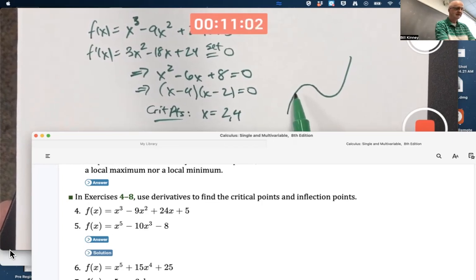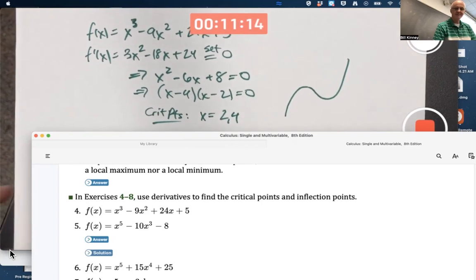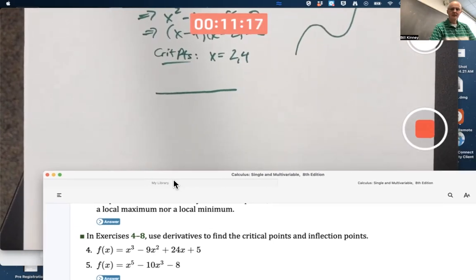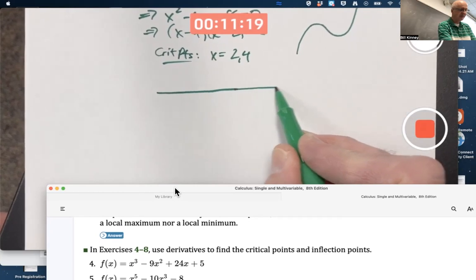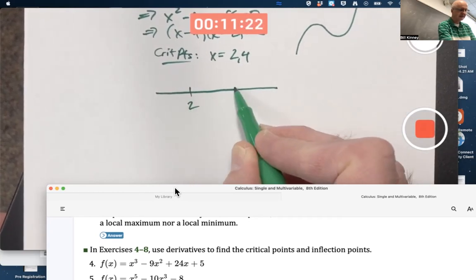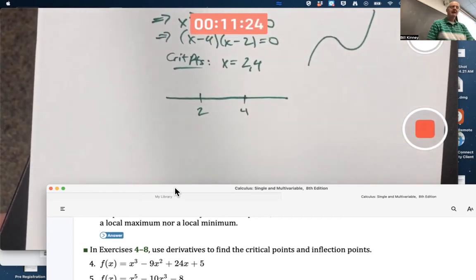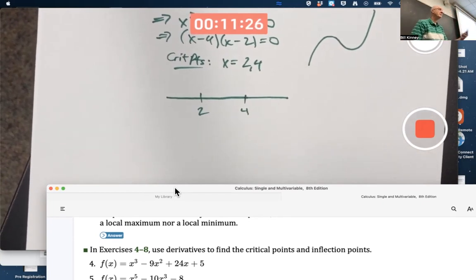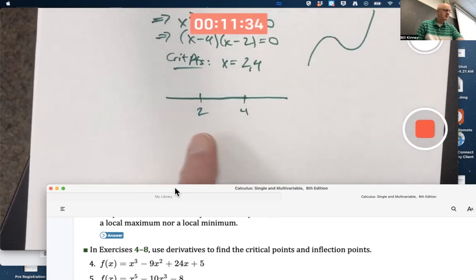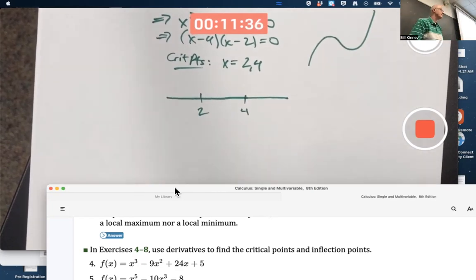A high point, like the top of a little hill, at x equals 2, and a low point, like a valley, at x equals 4. But let's confirm that with the first and second derivative tests. With the first derivative test, you make a number line. And on that number line, you mark off the places where the derivative is 0. In this case, 2 and 4. And you test the sign, plus or minus, of the first derivative on each of the intervals the number line has been broken up into. Numbers less than 2, numbers between 2 and 4, and numbers bigger than 4.